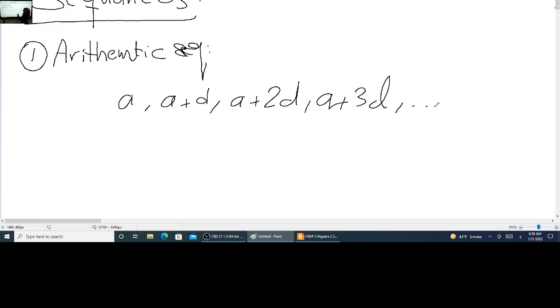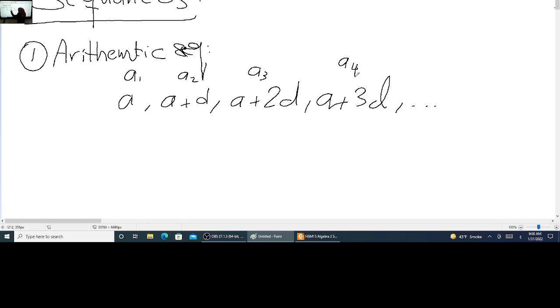Note that this is a1, the first term in this sequence, and this is the second term, this is the third term, and this is the fourth term, and so on. If the difference between any two consecutive terms in this sequence is constant, then we say that this sequence is an arithmetic sequence.